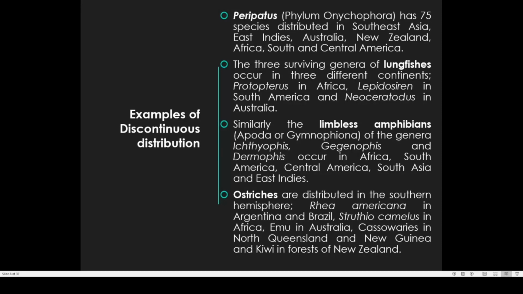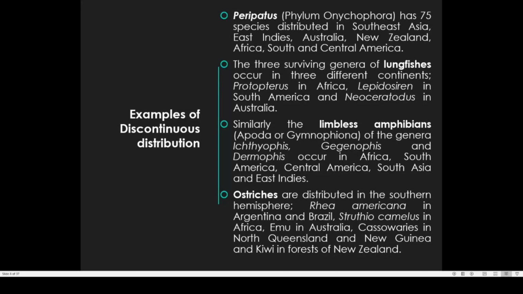Then another example is lungfishes. Last year you might have studied that lungfishes have only three populations. One population in Africa, one population in South America, and one population in Australia. Although there is difference in the genus, presently there are only three populations. Once these lungfishes used to be present in almost all the continents. It is because of the extinction of species in the intermediate area that the population of the lungfish is now restricted to Africa, South America, as well as Australia.